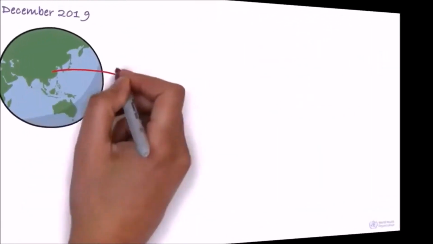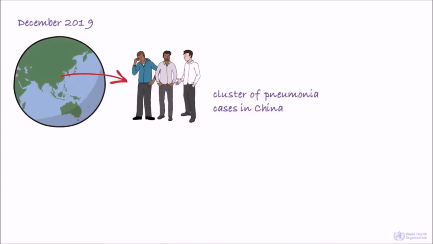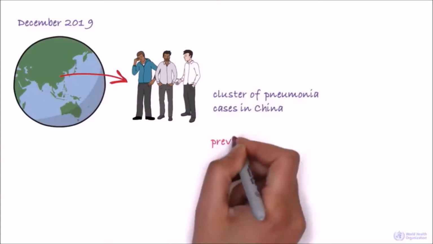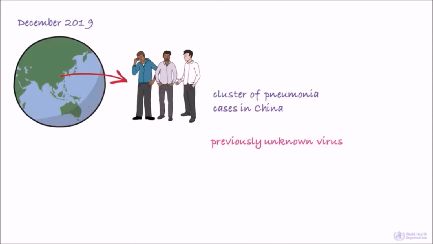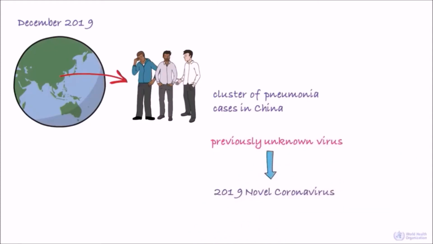December 2019, there was a cluster of pneumonia cases in China. Investigations found that it was caused by a previously unknown virus, now named the 2019 novel coronavirus. In this video, we'll take a quick look at what's currently known about the virus. Keep in mind that this is a new virus, and what's known about the virus now might change in the future.